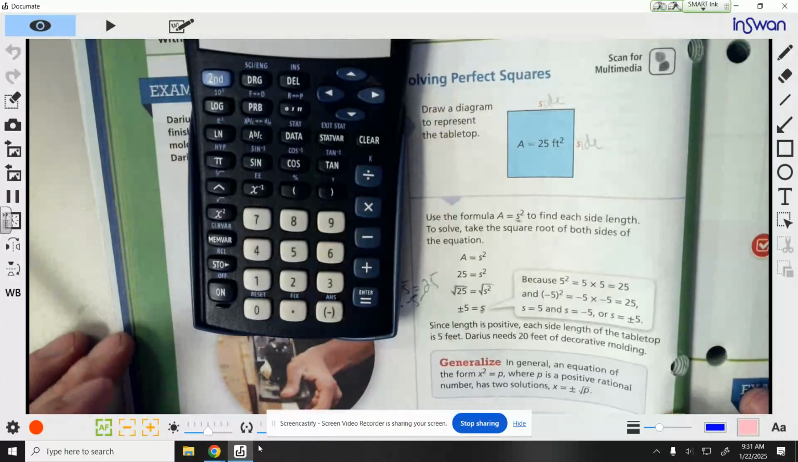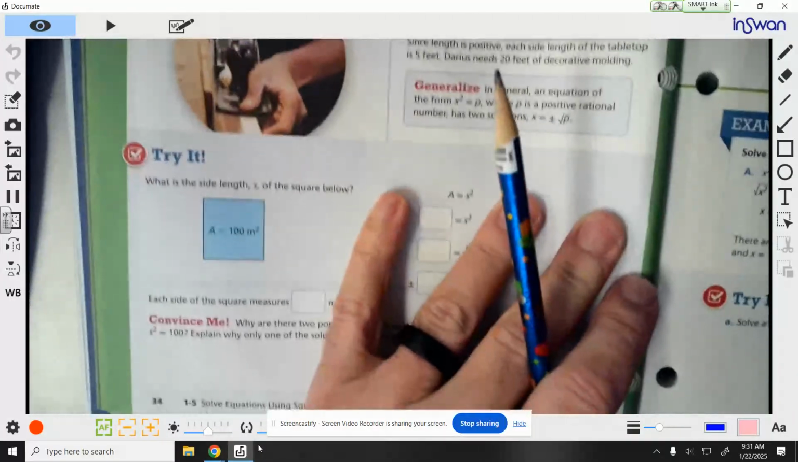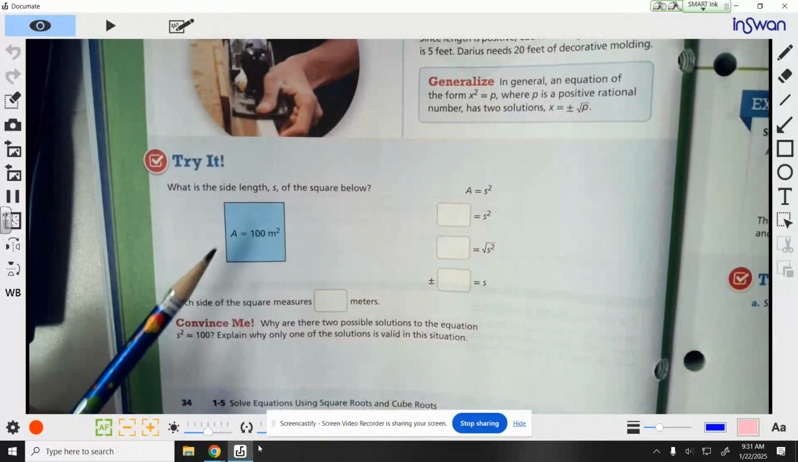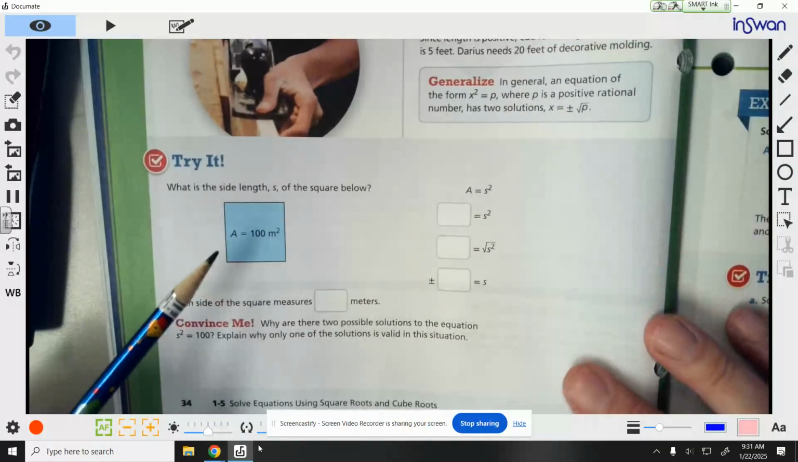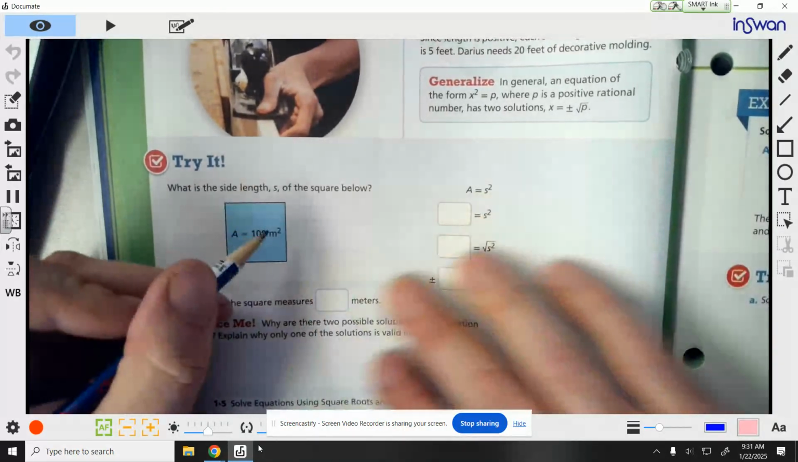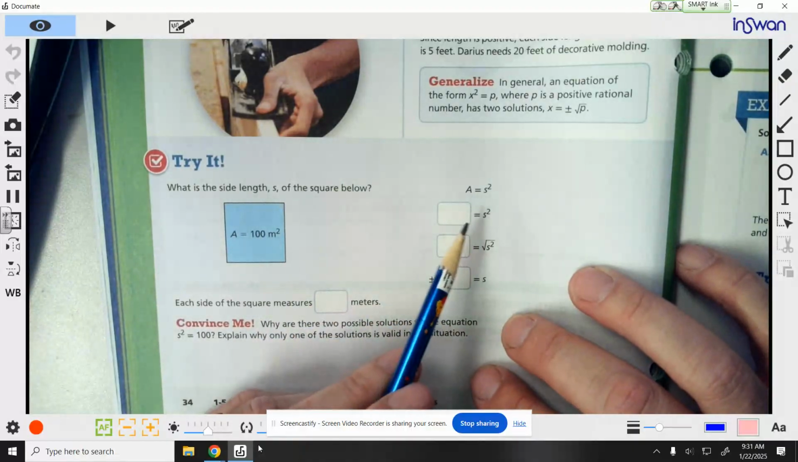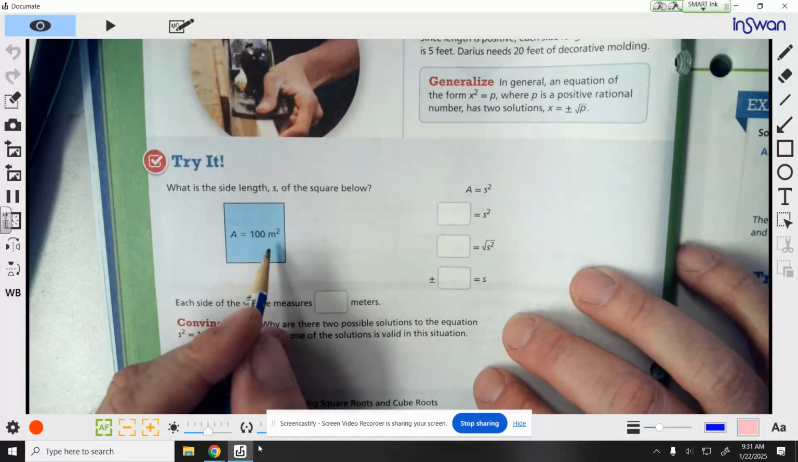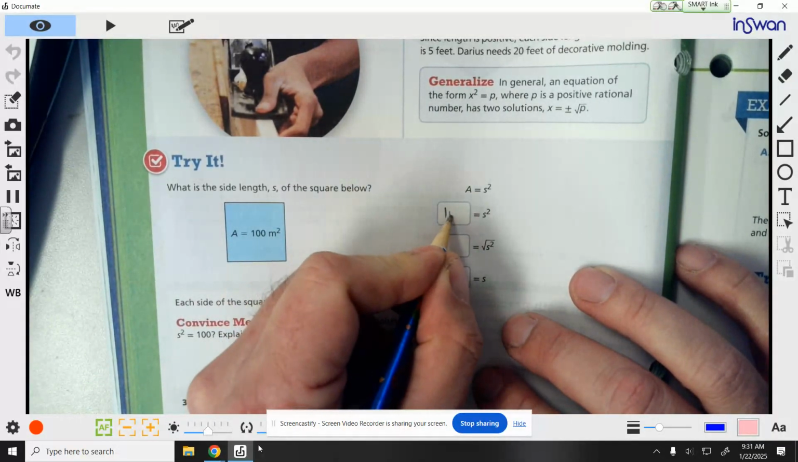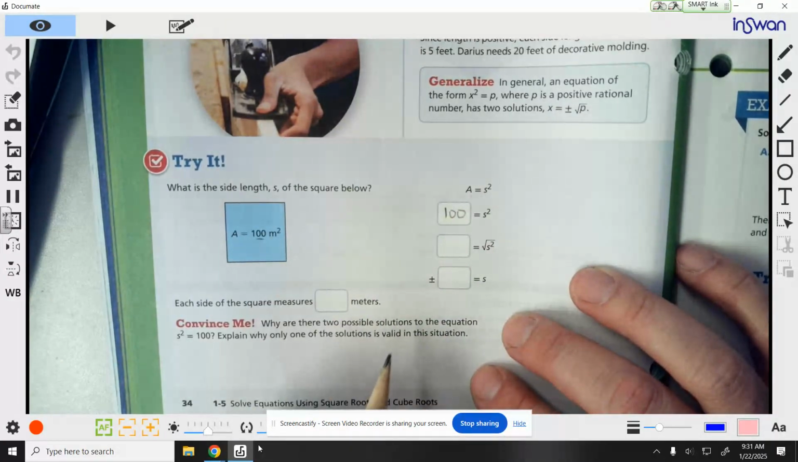All right, if we come down below here to the triad section, we're given something similar. It says, what's the side length of the square below? A is equal to 100 meters squared. Okay, so we're going to go ahead and come over here. A is equal to S squared. Well, S squared is equal to 100, because that's what the area was.